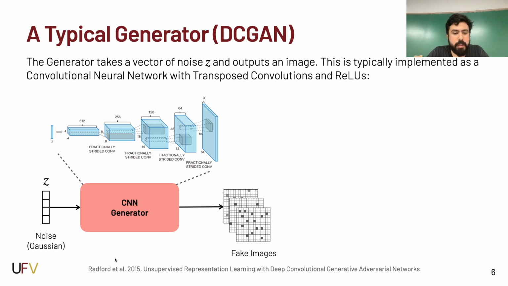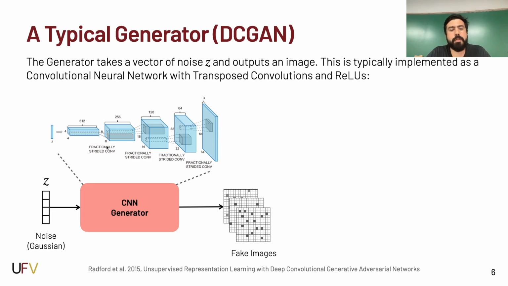Since 2015, we typically implement the generator as a convolutional neural network. So we start with a Gaussian noise, which is a vector. You can think of this as having 4 dimensions or 100 dimensions, but it is a vector.